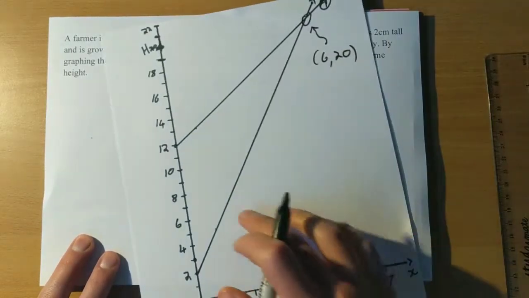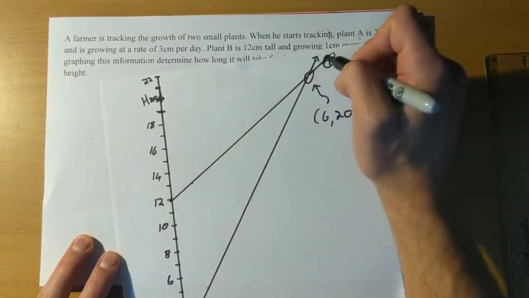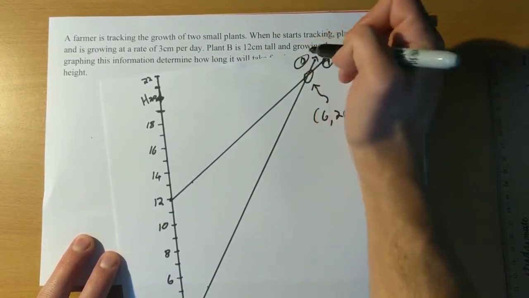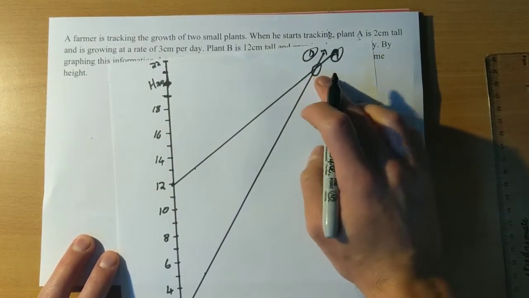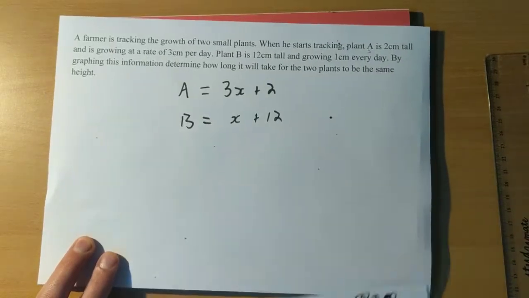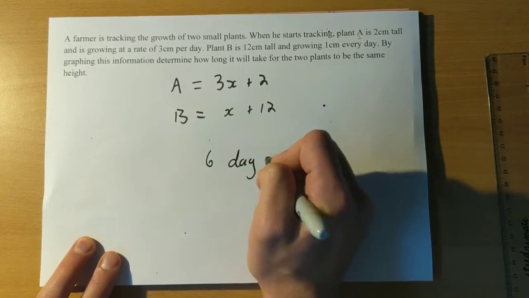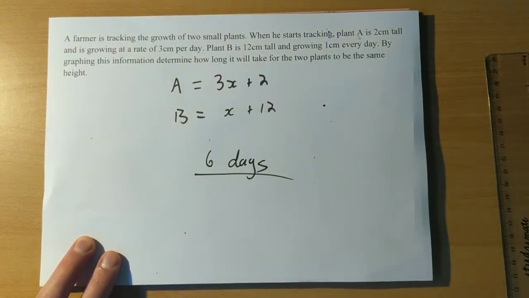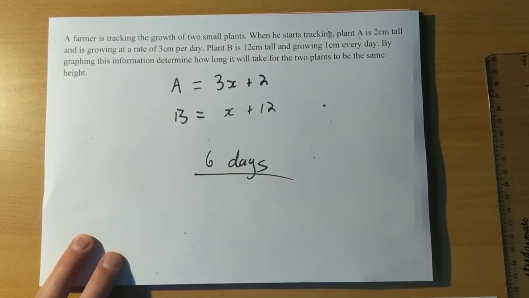So these two lines tracking the height of each plant, where this line is plant A and this line is plant B, it becomes obvious that the point of intersection is what we're looking for, and that point of intersection happens at the x value of 6, so it will take 6 days for those two lines to intersect, or 6 days for the two plants to reach the same height.